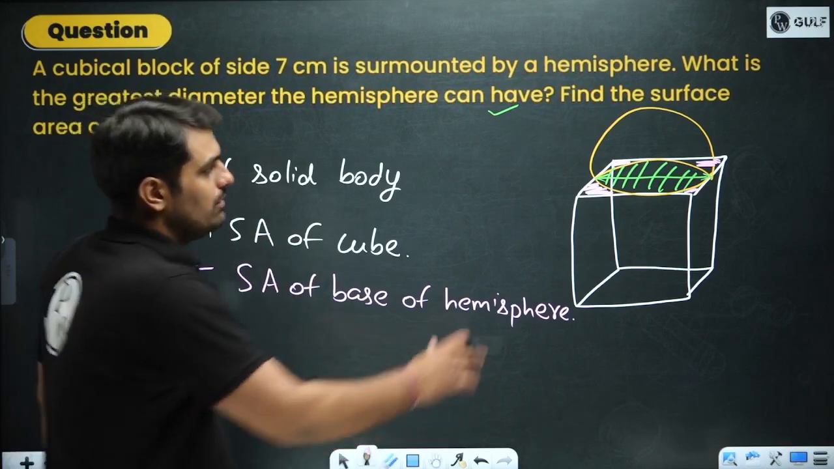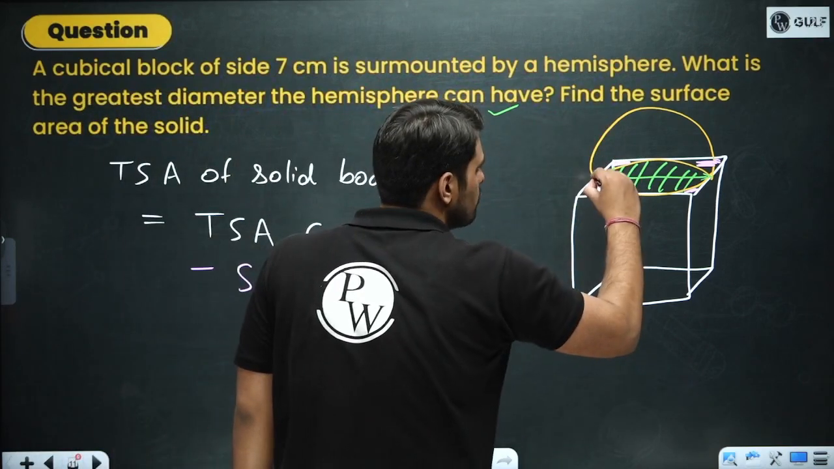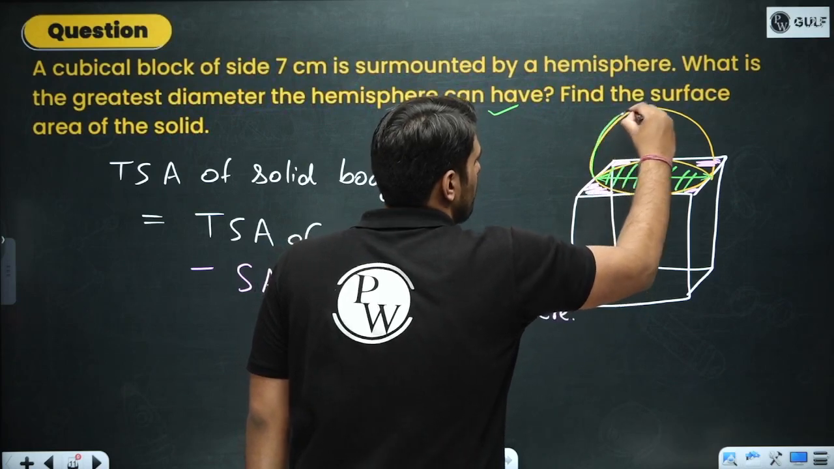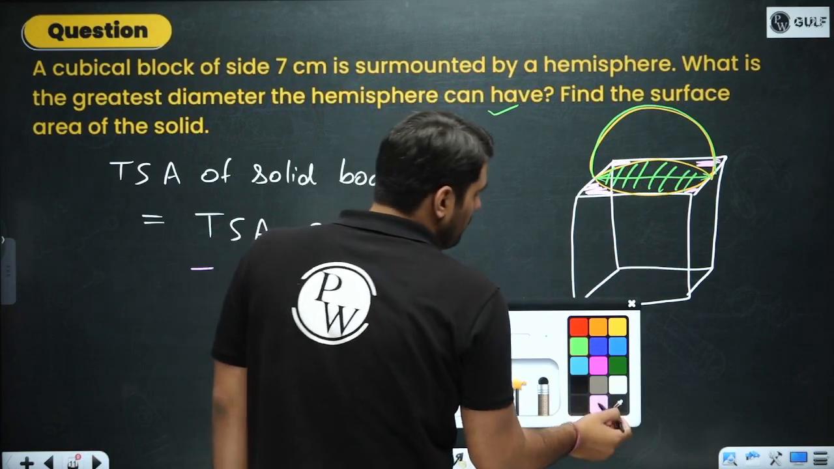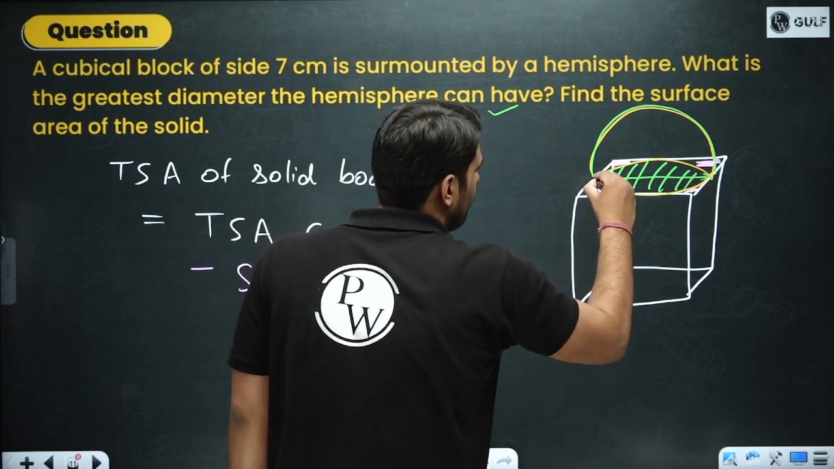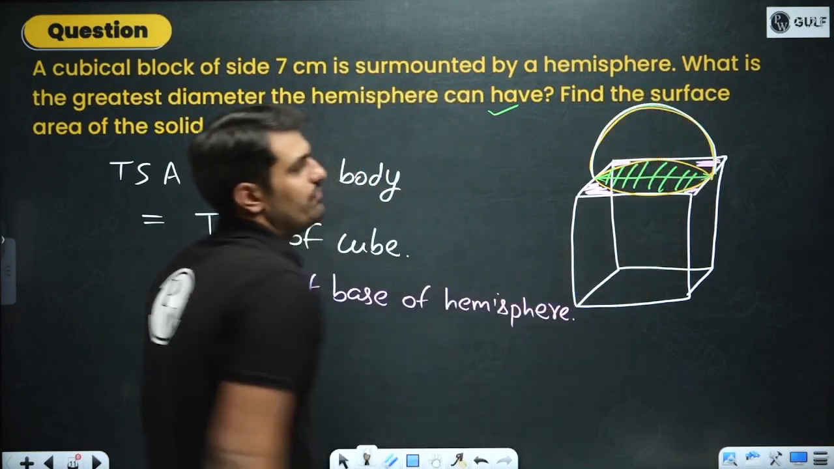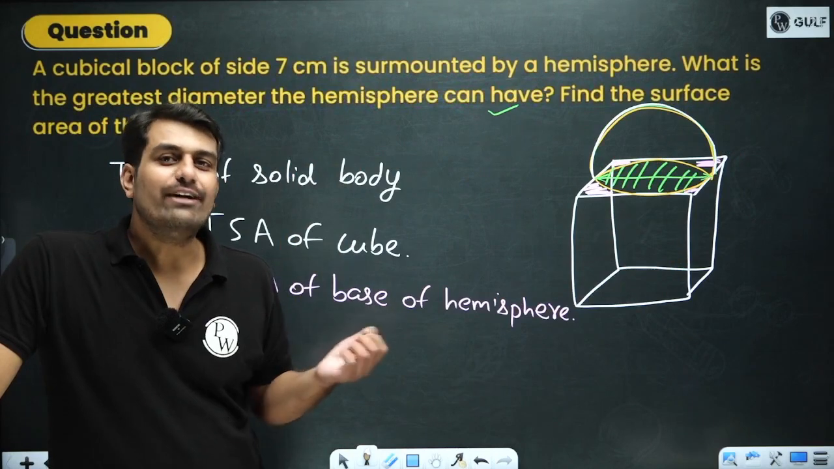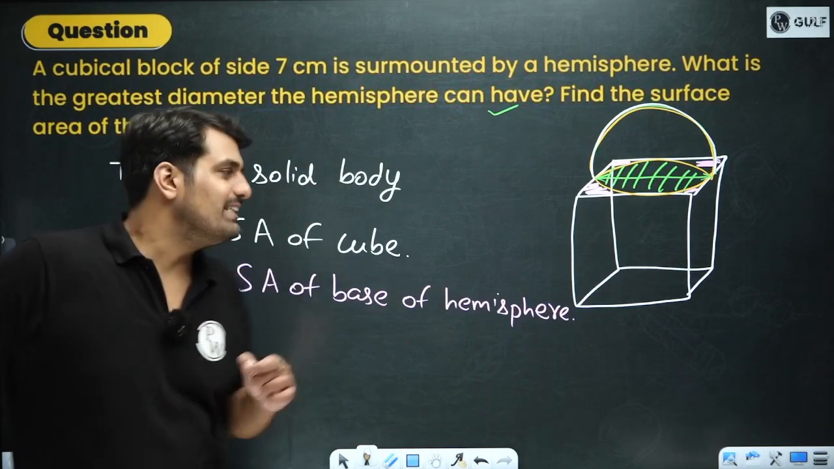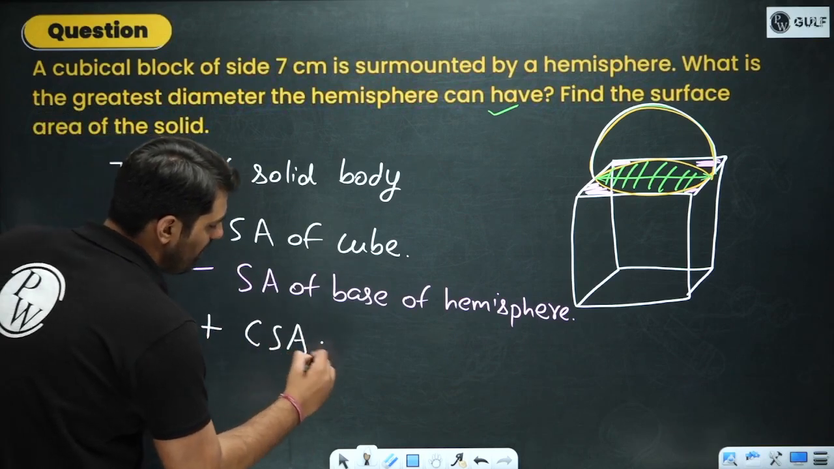Over here, we have kept a hemisphere. Don't you think this will also appear as a new surface now? This will be a new surface, or I should put up a new color over here to give you a better representation. This will be your surface, the entire curved portion. So we have to take it into our consideration. How are we going to take it into consideration? By adding the CSA of the hemisphere.